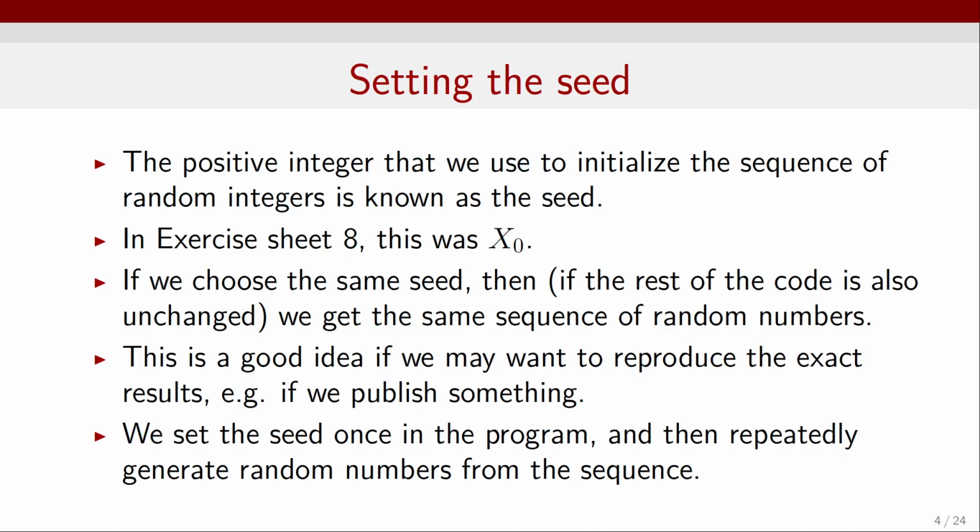If we choose the same seed, and the rest of the code is unchanged, then we get the same sequence of random numbers in a deterministic way. That's not very random. But this is a good idea if we want to reproduce the exact results, for example, if we publish a paper. Typically, we set the seed once in the program, and then we repeatedly generate random numbers from that same sequence.